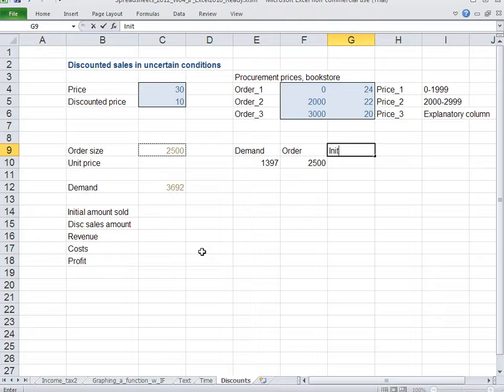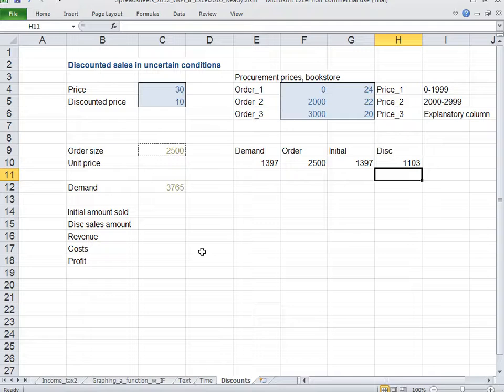We'll write something called initial. How many of the books can we sell with the initial price? Remember, demand is small, order was bigger. So with the initial price we can sell 1,397 books. And the last thing, discount, will have us selling 1,103 books. Here it is. This is the discounted sales.